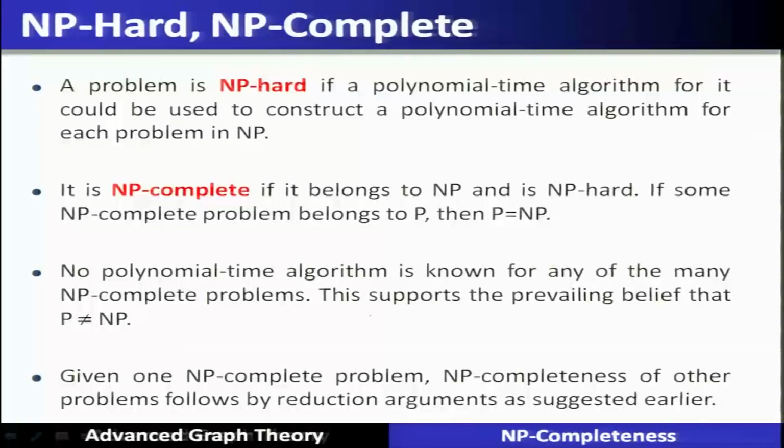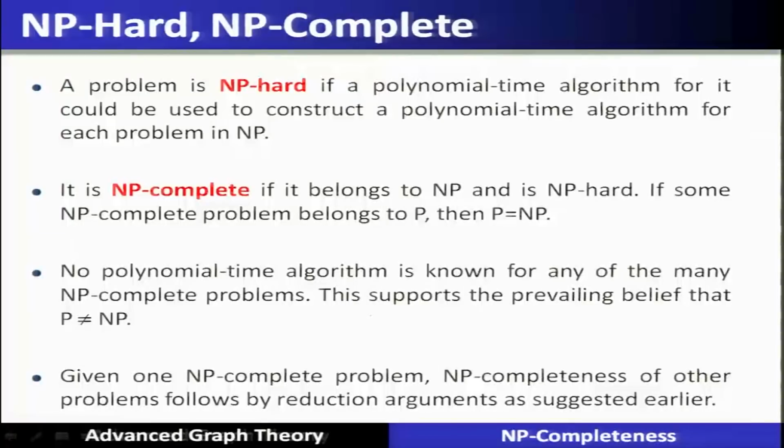So, NP hard and NP complete. A problem is NP hard if a polynomial time algorithm for it could be used to construct a polynomial time algorithm for each problem in NP. That means those problems are as hard as other problems, and that is why the problem is called NP hard. It is NP complete if it belongs to NP and it is also NP hard. If some NP complete problem belongs to P, then P is equal to NP.